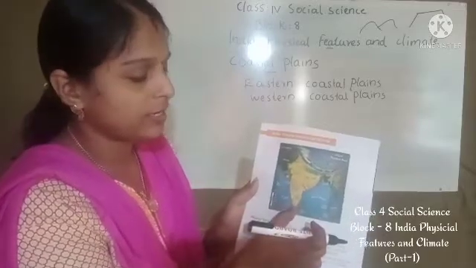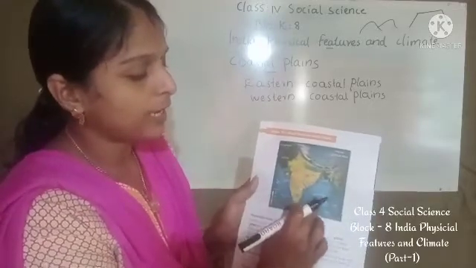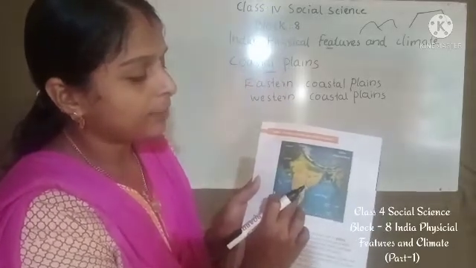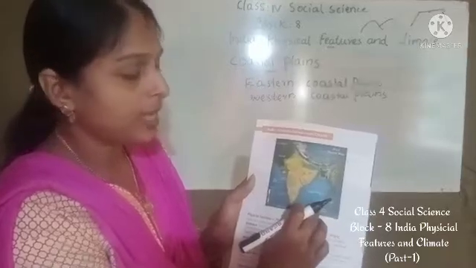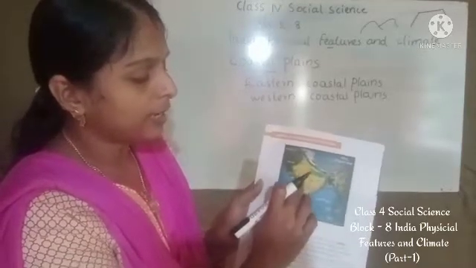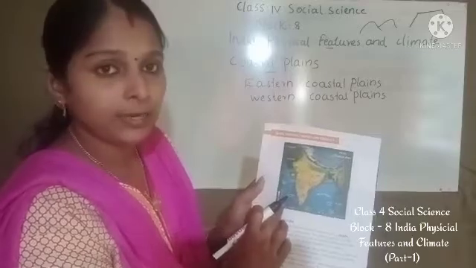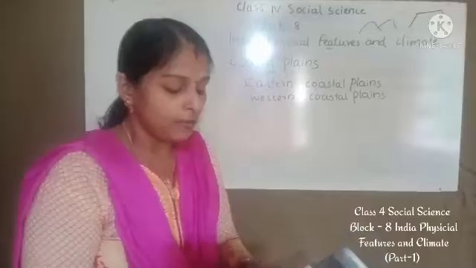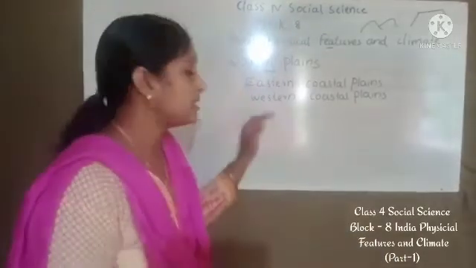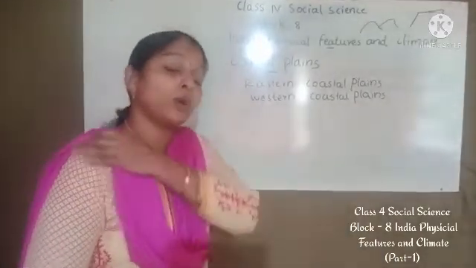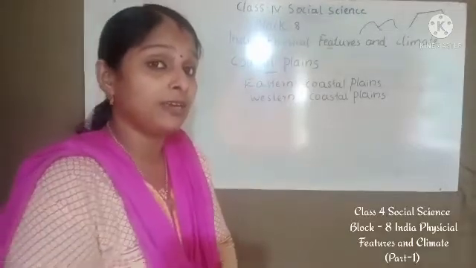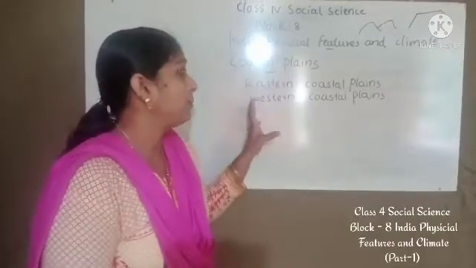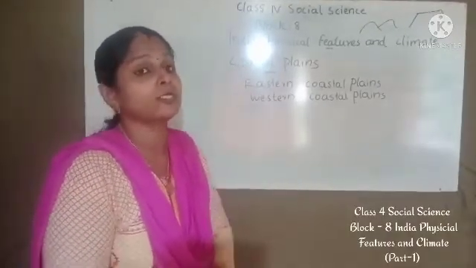This is the plateau we studied. Eastern coastal plains are in between Deccan Plateau and Bay of Bengal. Western coastal plains are in between Deccan Plateau and Arabian Sea. So there are two coastal plains, eastern and western. What is the main job of the people here? Yes, fishing is the main activity of people living near the coastal areas.